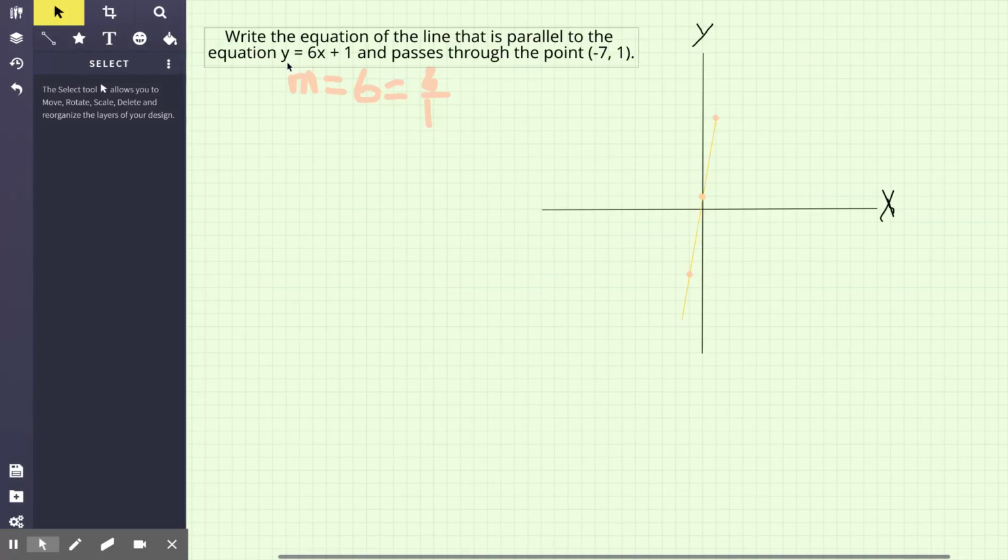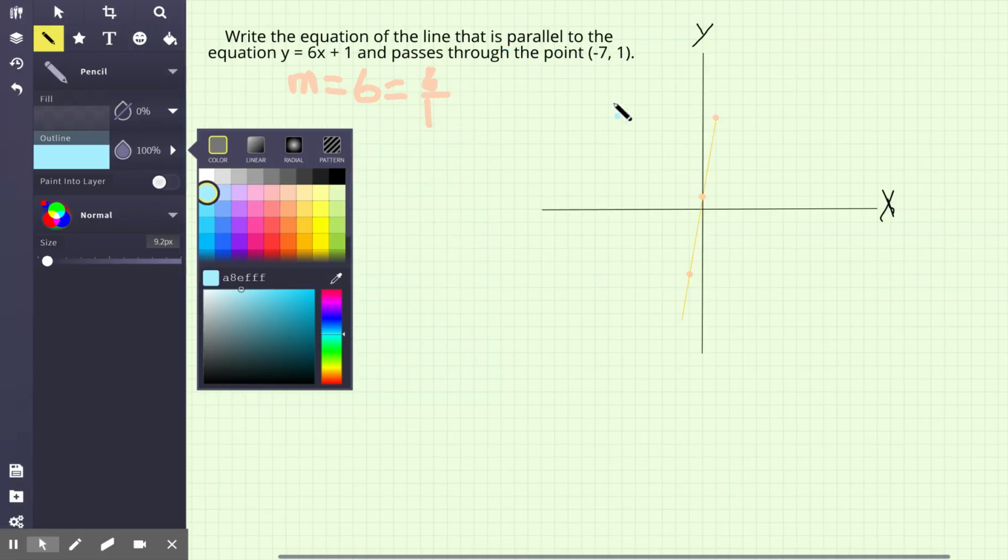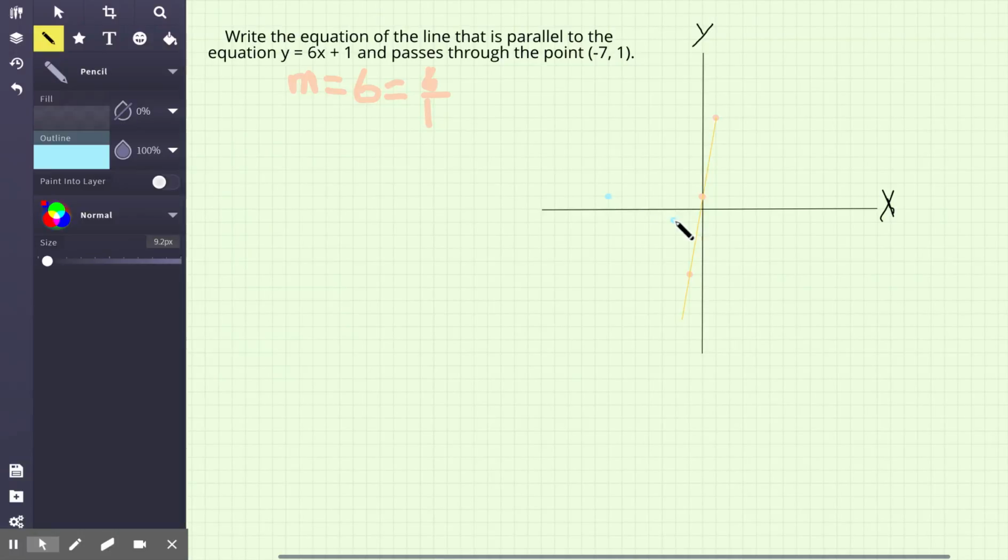Now in my next equation, I know two things right now. I know that it needs to be parallel to this line right here, and it also has to go through the point -7, 1. Well, they just gave me the point -7, 1, so I may as well plot it. So I'm going to plot the point -7, 1. Now remember, -7 is in the x direction, so I go left 7, and then up 1.